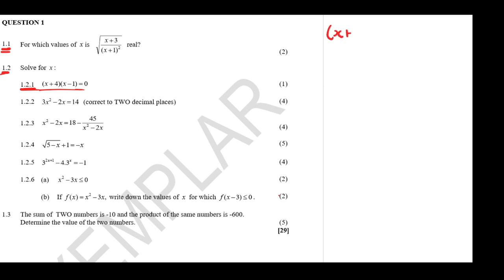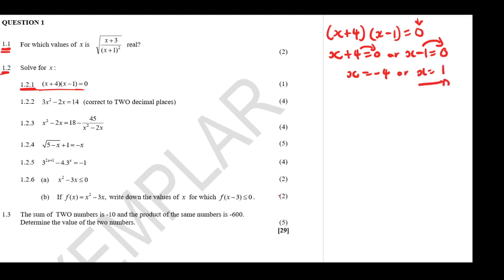We have x plus 4, x minus 1 is equal to 0. So we're just equating, right? We're saying x plus 4 is equal to 0, or x minus 1 is equal to 0. Then you're going to transpose this 4 to the other side, and this 1 to the other side. We have x equal to minus 4, or x equal to 1. So these are your solutions of x for 1.2.1.